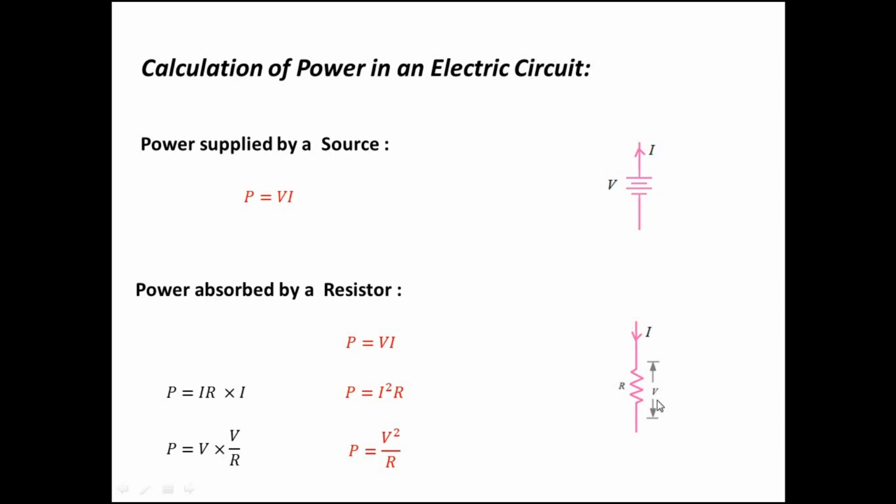So if voltage and current are known, we can find the power by P equal to V into I. If only the current and resistor value are known, we can use P equal to I square R. And if only the voltage across the resistor and the resistance value are known, we can use the formula P equal to V square by R. So by this we can wind up this session.